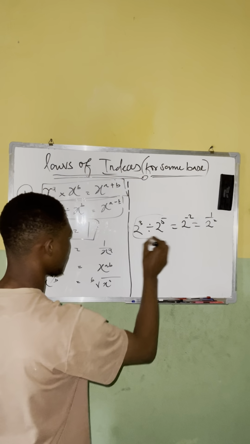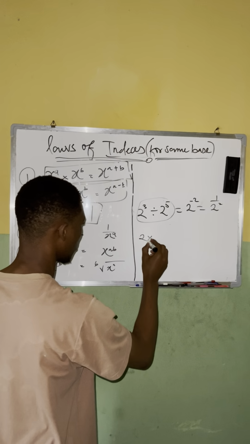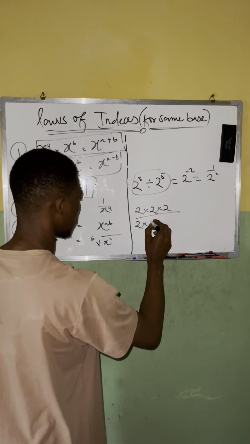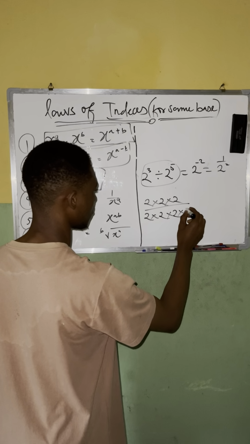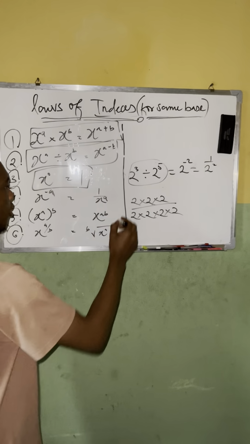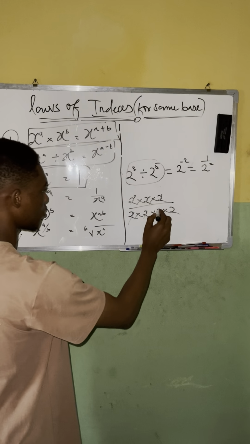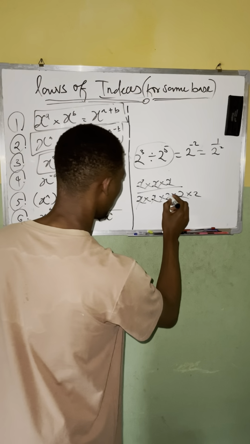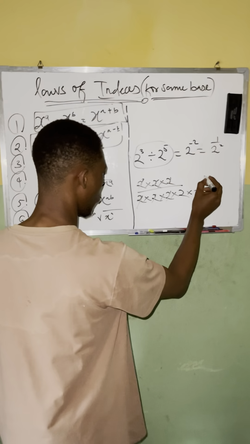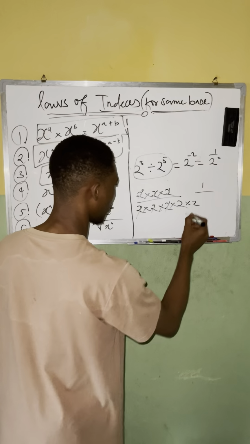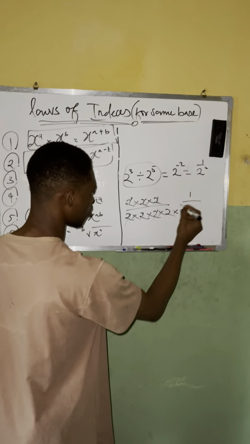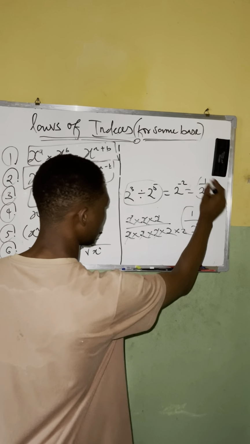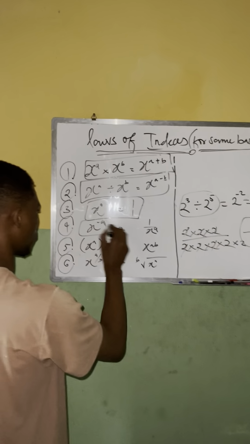So let's take this: 2 times 2 times 2 all over 2 times 2 times 2 times 2. 1, 2, 3, 4, 5. When we cancel these things out, we'll be left with 1 up here over 2 times 2, which is essentially 2 to the power 2 because it is repeated 2 times. So that's why we have this, see, very consistent. That's how the fourth one came about.